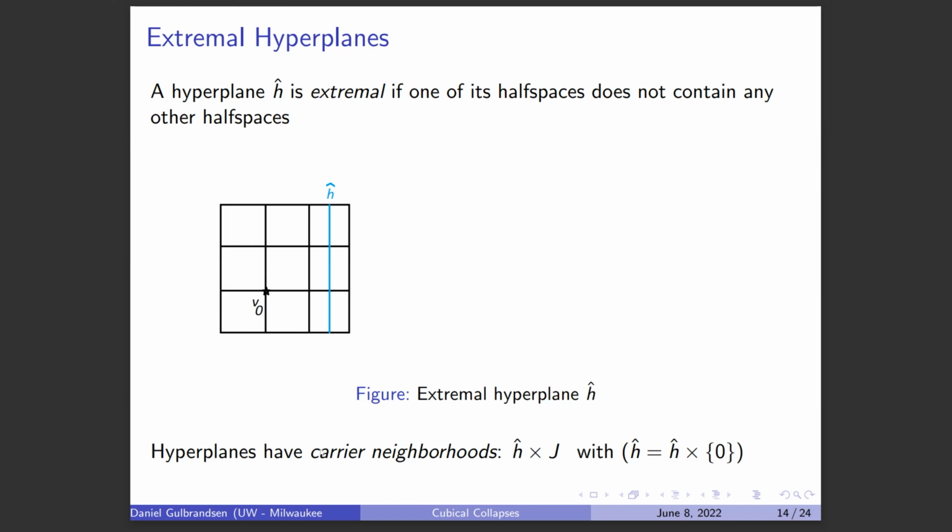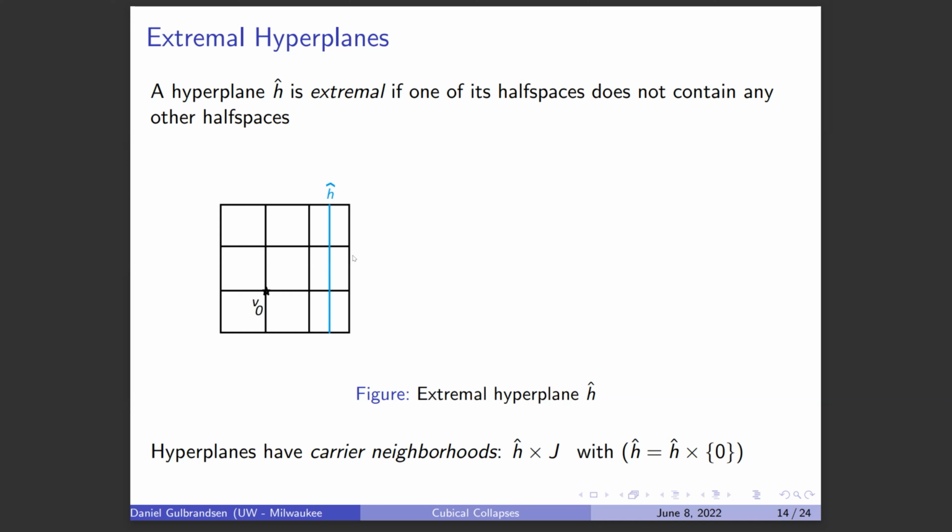Something that we'll exploit a lot in really getting these collapses to be well defined is the fact that these hyperplanes have carrier neighborhoods. Carrier is a common name for them in the literature. Really, I'm just looking at all the cubes that intersect this hyperplane, and I'm calling that a carrier neighborhood. And in fact, it has a very nice product structure. You can see it in this image. It's just this hyperplane times the interval -1 to 1, where you would identify the hyperplane at the 0 level.